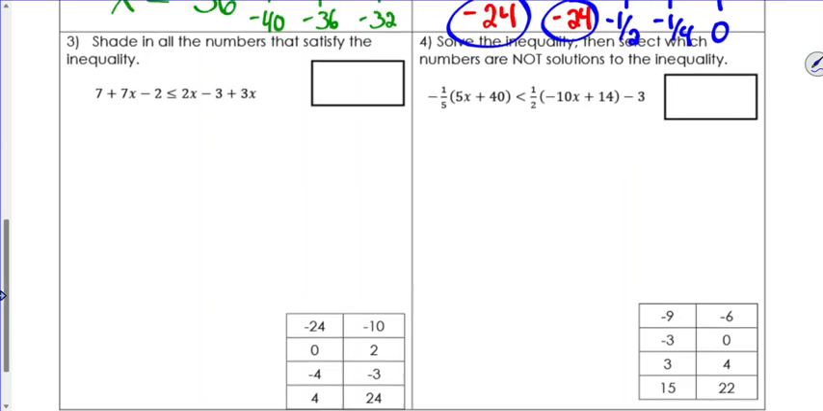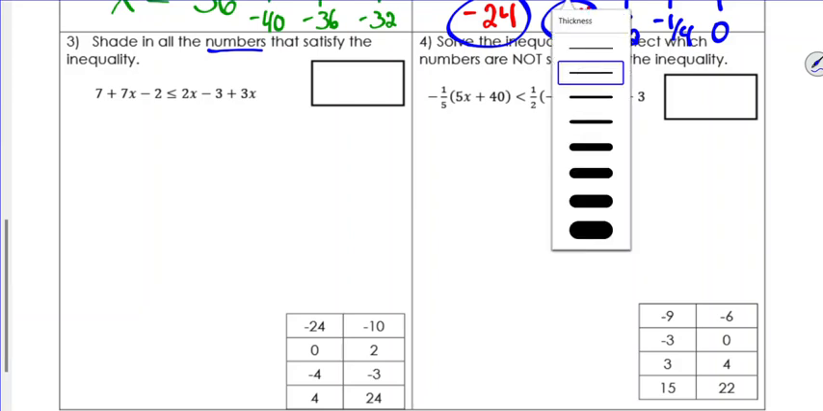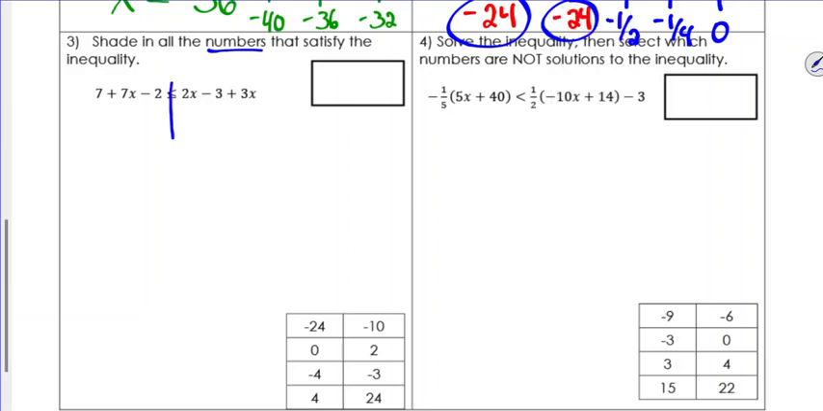All right, here we're going to shade all the solutions that satisfy, or all the numbers that satisfy that inequality. First I want to solve it. So I have variables on both sides again, but I also have some like terms that I want to put together first. I have 7 and a minus 2. Neither have an x, so I can put those together. Those are like terms. I'm just going to bring the 7x down for right now. 7 minus 2 is a positive 5, so I write that as plus 5.